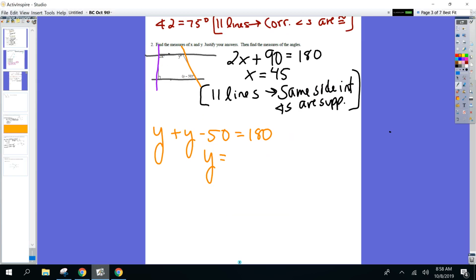$22 again when you're ready there. 115, good.